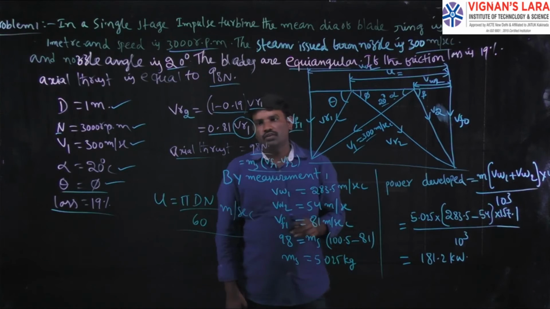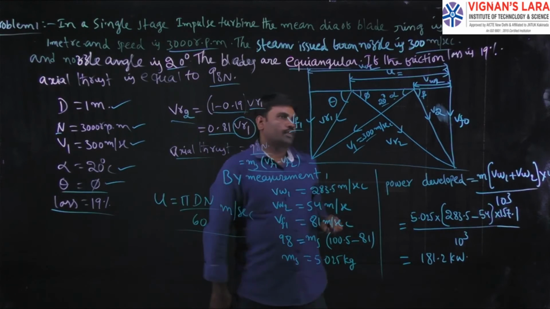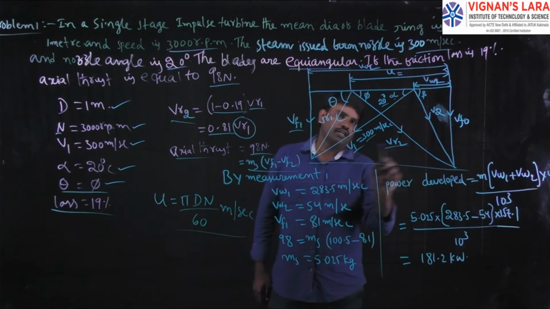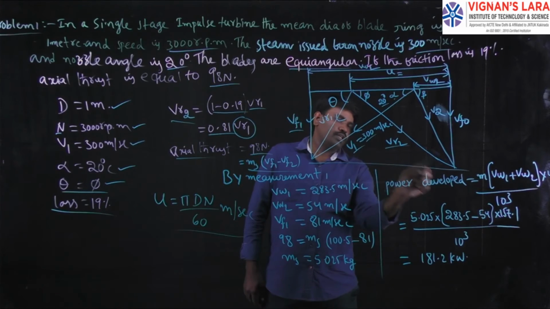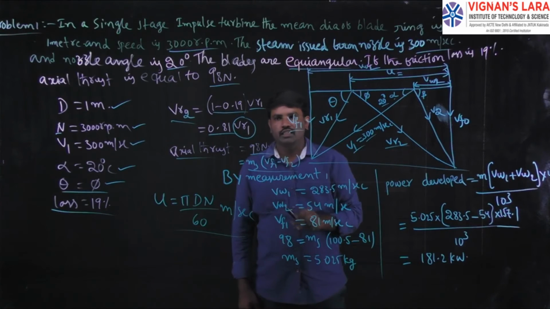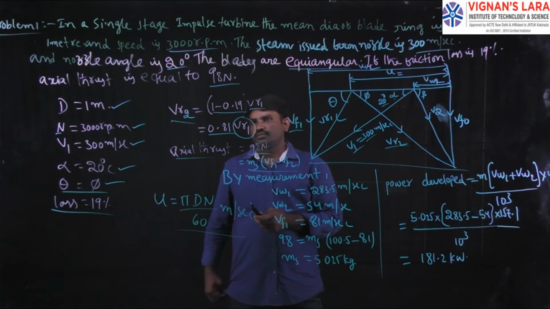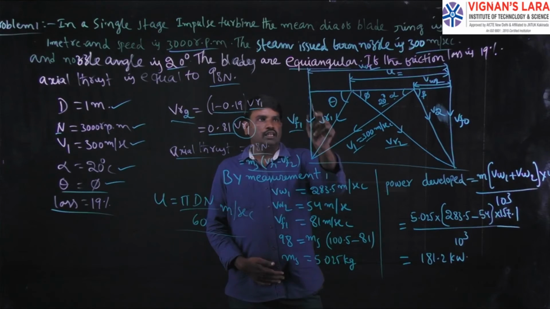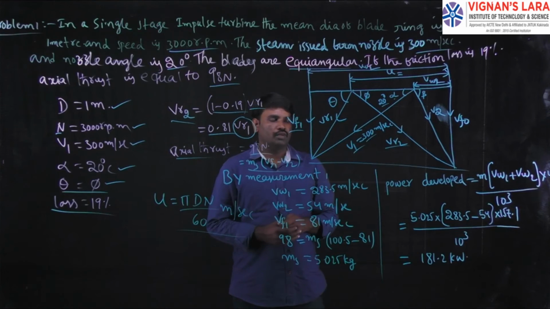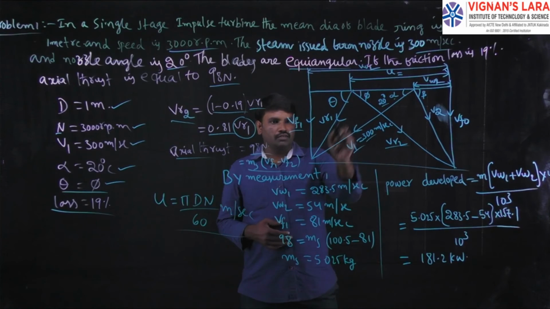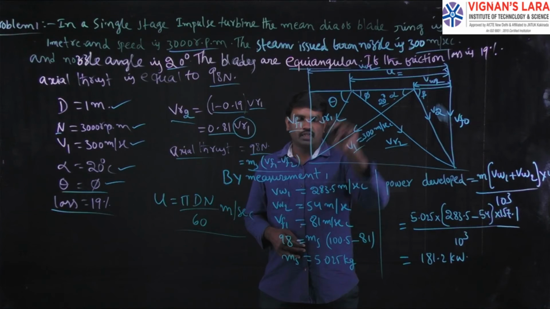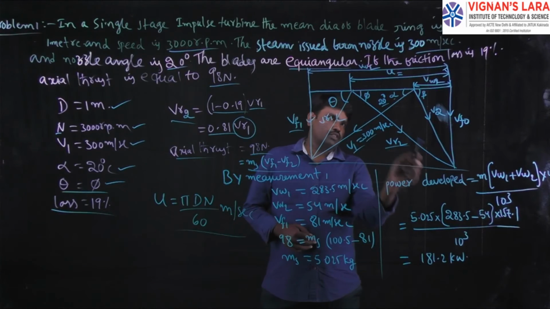Later you know the value of Vr2. The Vr2 line, the length of the line, how much length we have to maintain, that is 0.81 into Vr1. Vr1 is the known value. From the inlet velocity triangle, after completion of the Vr1 length of line you can measure, and from that measurement of line you can draw this Vr2 line.